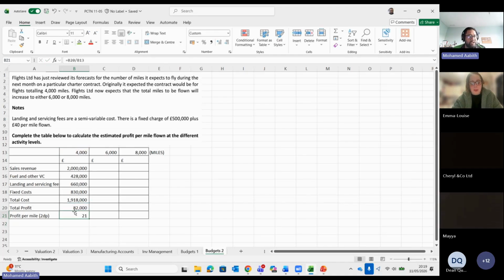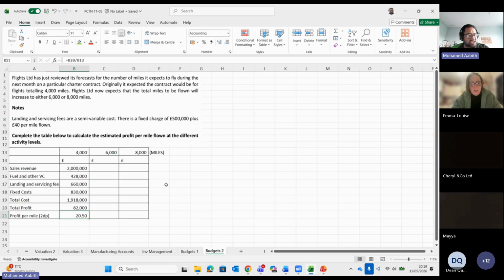It's 21 pounds, but they want that into 2 decimal places. So you want the profit into 2 decimal places. So increase the decimal, it gives you £20.50 now. So you see, if I didn't do that, it will not give me the decimal places.